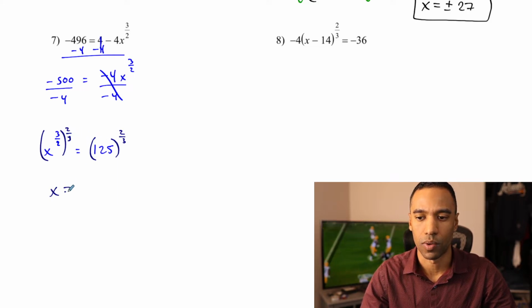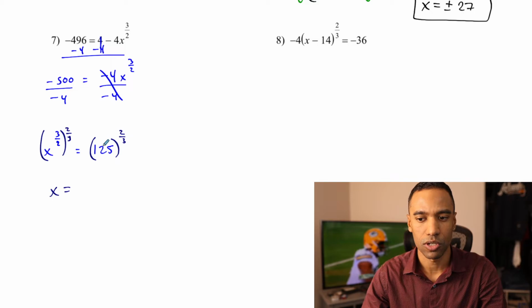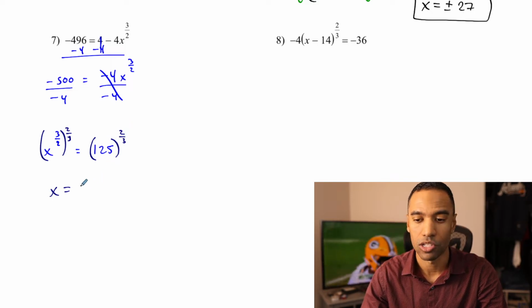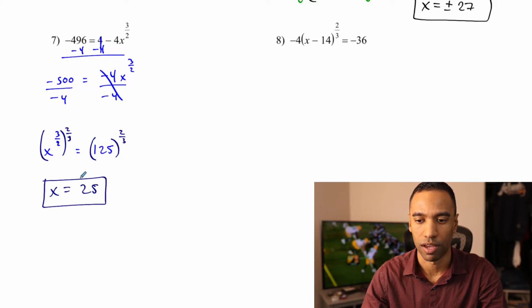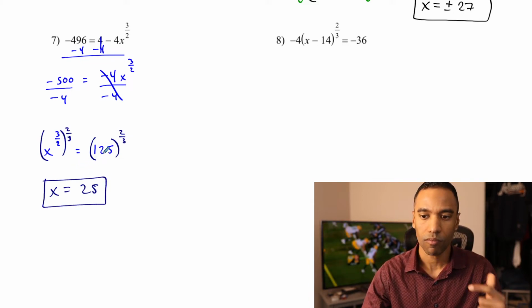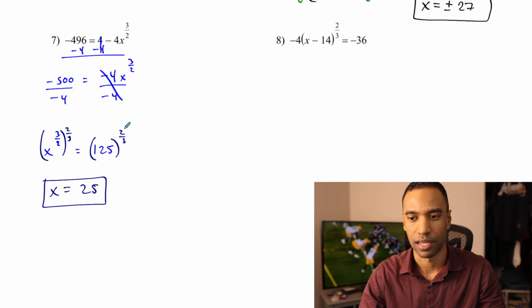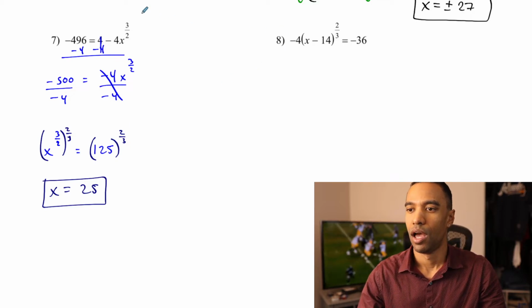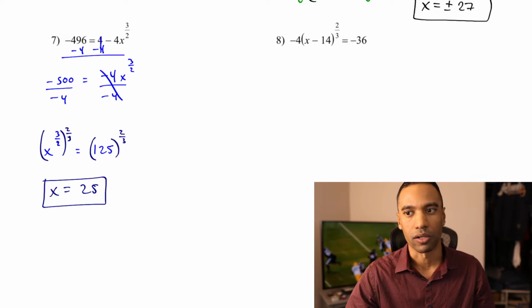Okay, and that leaves us with x equals cube root. Let's see if we can do this in one step. Cube root of 125 is 5, and then 5 squared is 25. X equals 25 right there. It's calculator free. I did take the cube root first, and then I squared it. All right, number 8. See, that's the stuff that can speed it along in those ways.